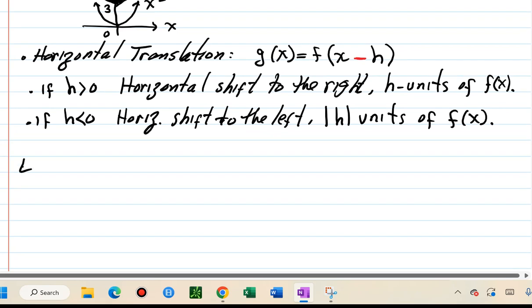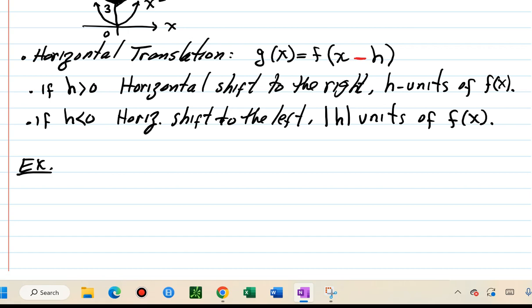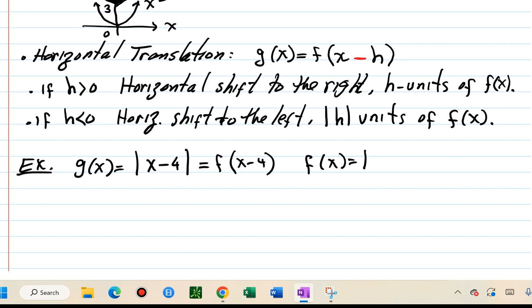To give you an example of this one, let's say g of x is equal to, let's go, absolute value of x minus 4. So in terms of the original function, we're looking at f of x minus 4, where f of x, the basic function, is the absolute value function. See, instead of x, I'm going to have x minus 4.